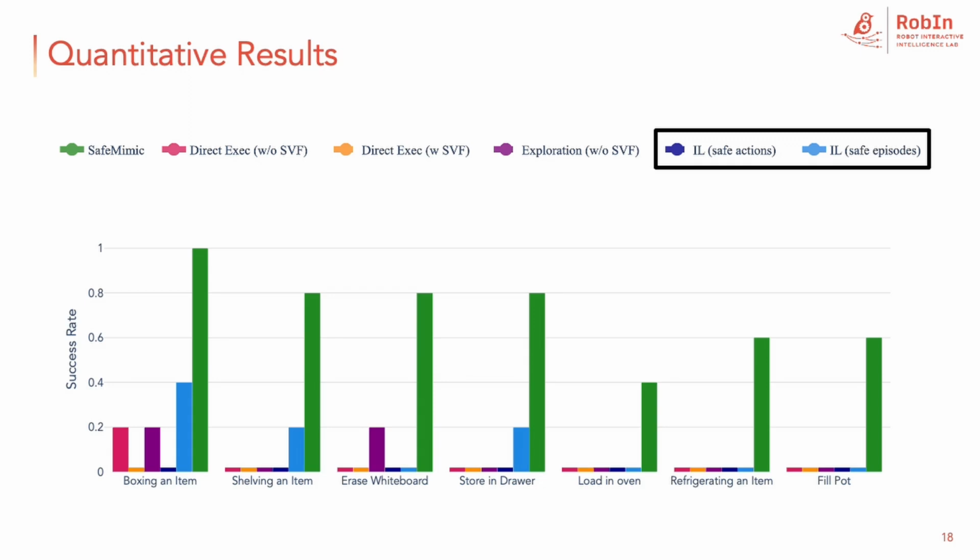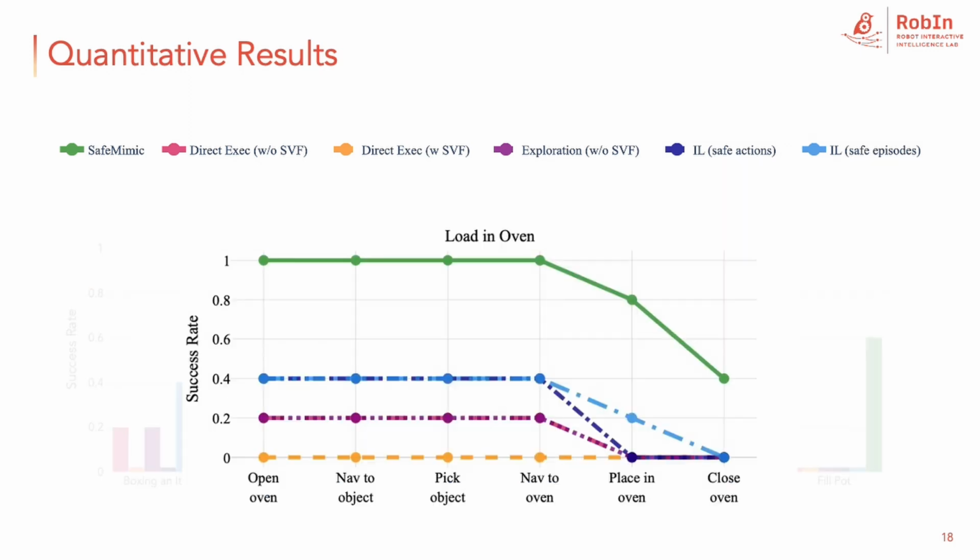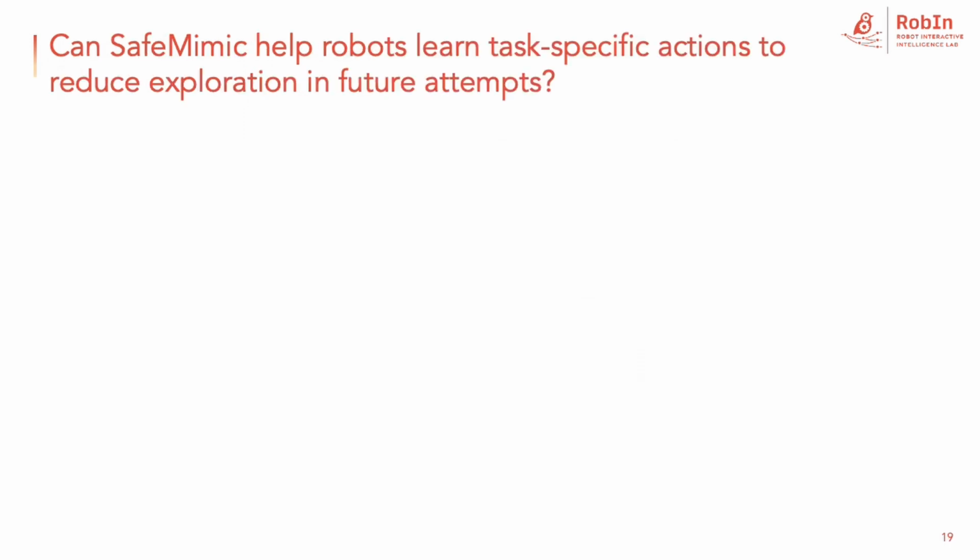Baselines struggle in these long step tasks, but they do achieve partial successes as shown here. However, SafeMimic is the only one that achieves success in all tasks.